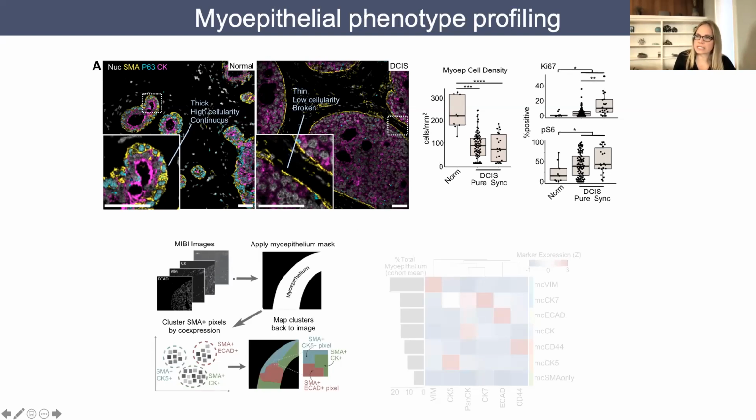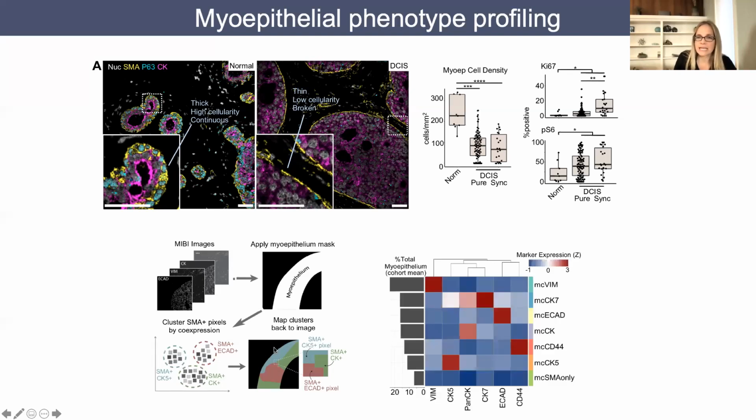Now, because this myoepithelial layer is so thin and stretched out, classic image segmentations do not work here. And so they developed a unique approach in which you can apply this sort of myoepithelial masking strategy based on a pixel level classification. And this allows for phenotyping of smooth muscle actin positive myoepithelial. And then you can cluster them back into the phenotypes. And so what this reveals is that there's really high levels of vimentin. You can also see changes in cytokeratin and E-cadherin expression.